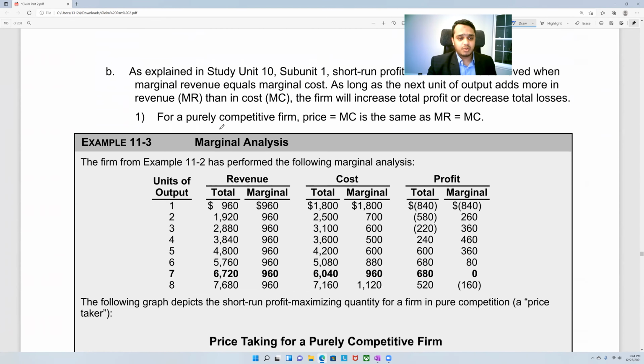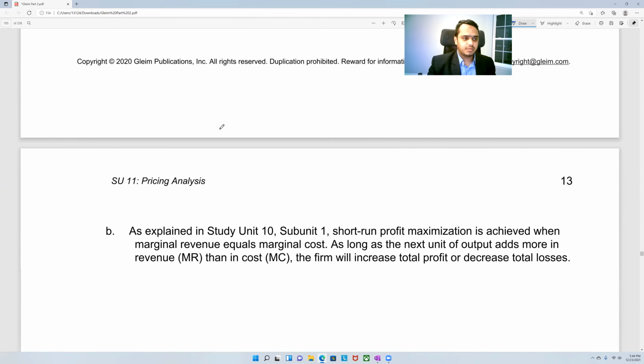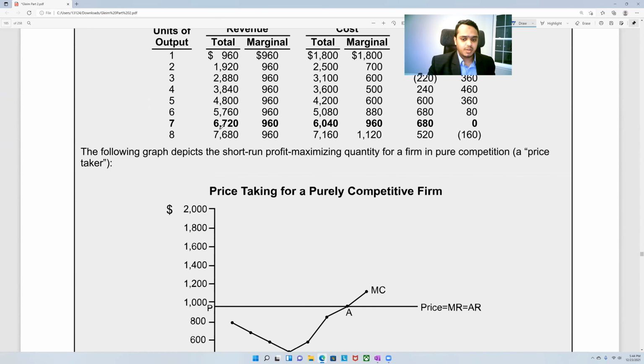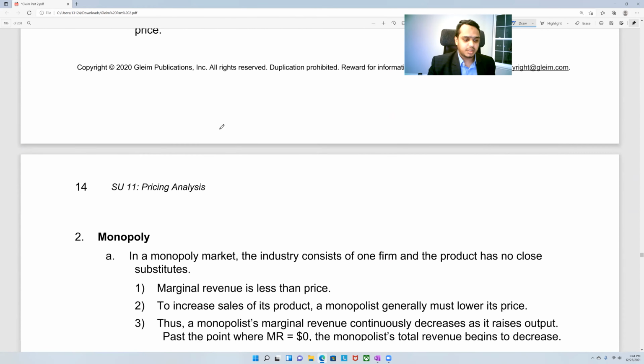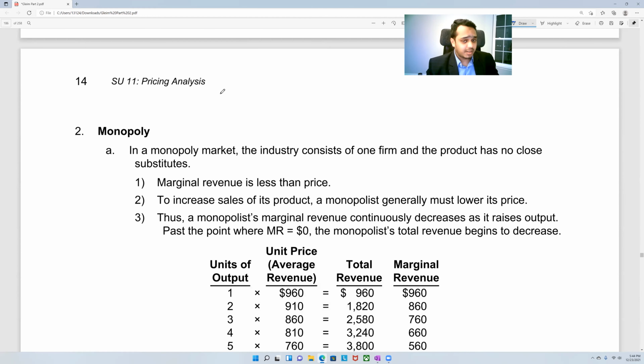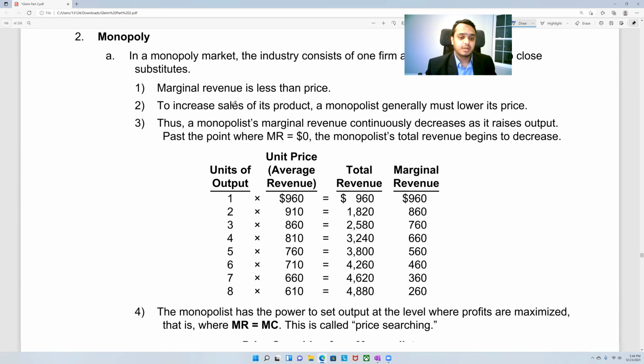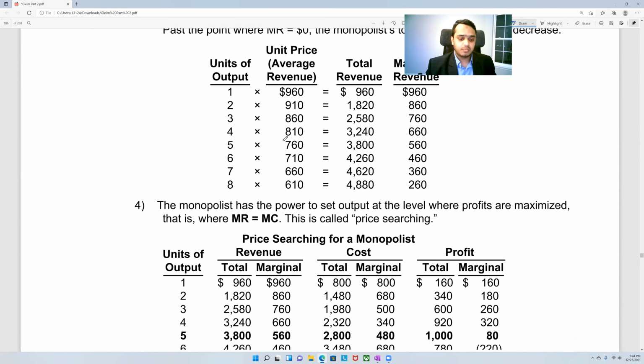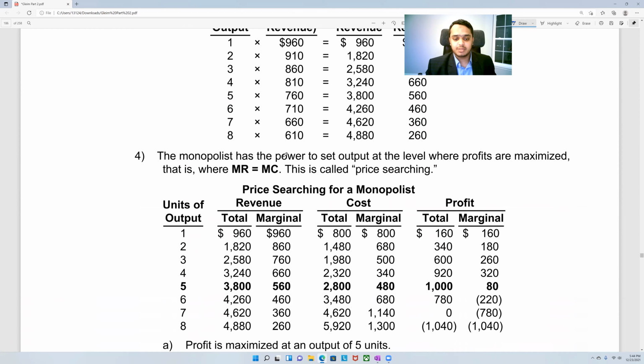Then moving forward. Where is the next thing? Monopoly. Monopoly is nothing but a single seller. He's the person who sets the price of the product. He says that this is the price at which I'm going to sell. If you want to buy it, you buy, because he's the single seller. Marginal revenue is equal to 0. When the monopolist has power to set output, profits are maximized where MR equals MC.